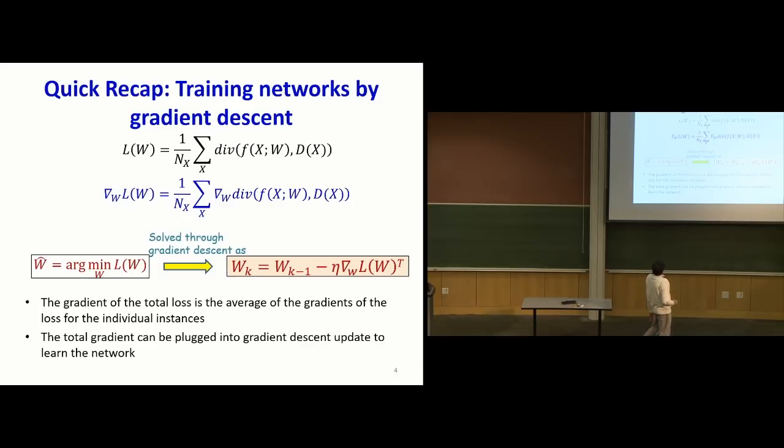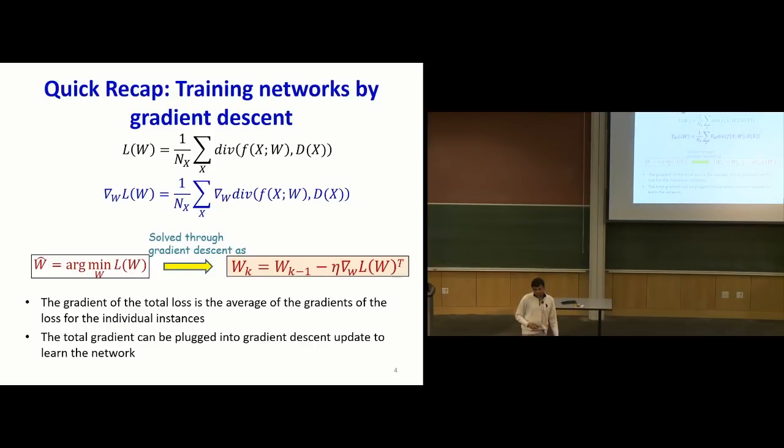And so the way we did it was to use gradient descent. Now, in order to be able to use gradient descent, we need to be able to compute the gradient of this loss function with respect to all of the parameters. And by the property of linearity, the gradient of the loss function with respect to the weights is simply the average of the gradients for the individual training instances.